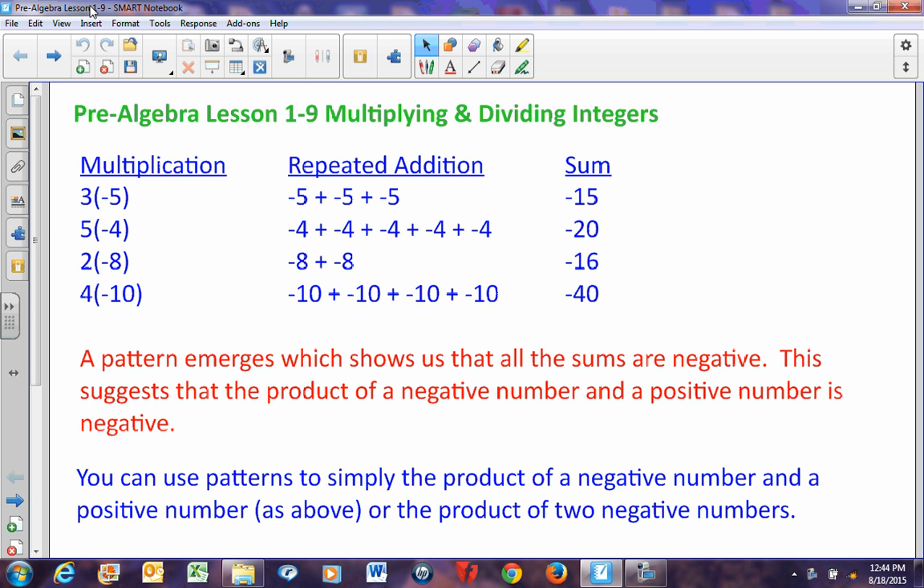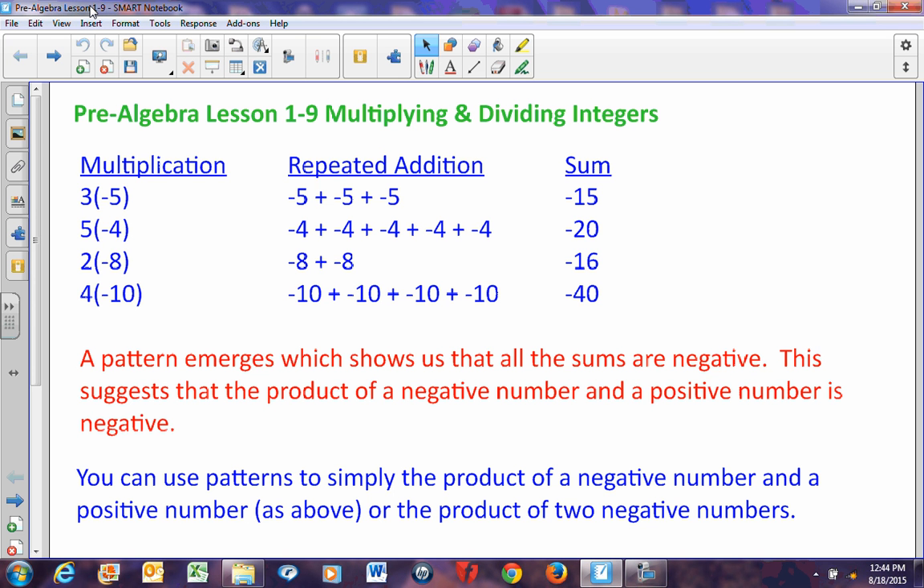repeated addition. For example, if I have 3 times -5, that means I have -5 plus -5 plus -5, which equals -15. 5 times -4 is -4 plus -4 plus -4 plus -4 plus -4. When you add those all together, you get -20. 2 times -8 is -8 plus -8, which is -16. And 4 times -10 is -10 plus -10 plus -10 plus -10, which is -40.